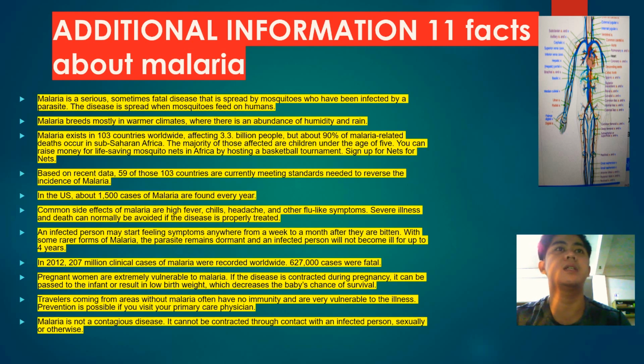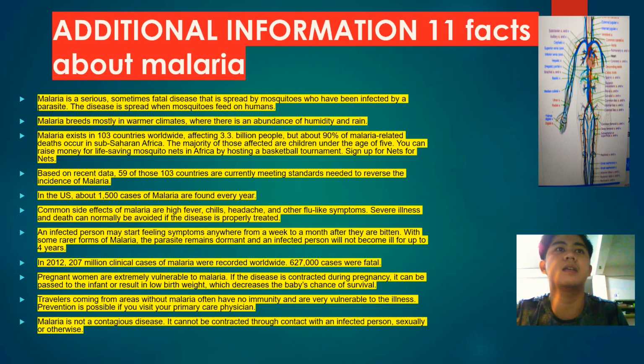Next, based on recent data, 59 of those 103 countries are currently meeting standards needed to reverse the incidence of malaria. Next, in the US, about 1,500 cases of malaria are found every year. Next, common side effects of malaria are high fever, chills, headache, and other flu-like symptoms.